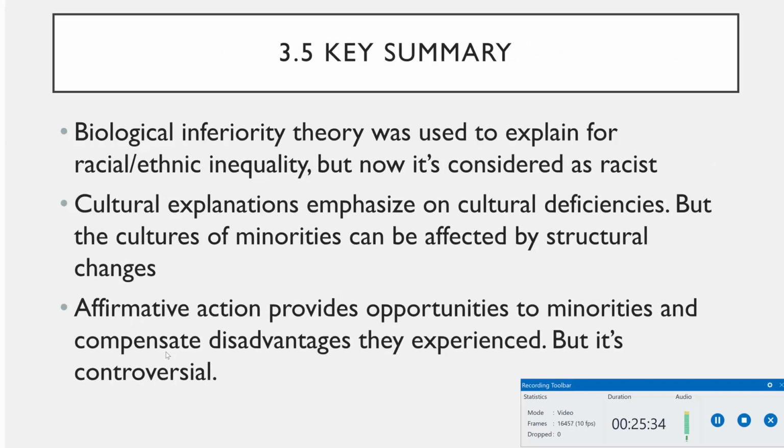So the biological inferiority theory was used a long time ago, but these days is considered racism. And the cultural explanation emphasizes cultural deficiencies, such as poor or ethnic minorities having low motivation and poor characteristics. But we also need to consider that cultures of minorities can be affected by structural problems or structural changes. So affirmative action is not perfect, but it provides opportunities to minorities and compensates for disadvantages, even though there are many controversial issues and debates.